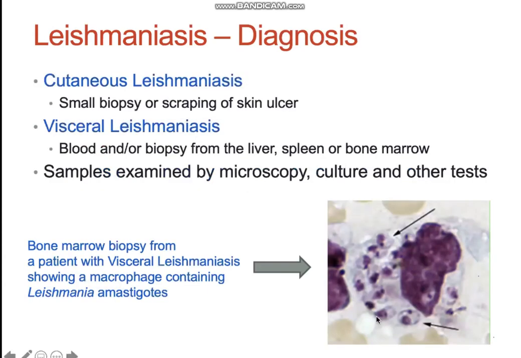Okay, and here is just explaining the same thing. Diagnosis, we see the intracellular parasites. This is the macrophage, and you can see the parasites inside, okay, 1, 2, 3, 4, 5. They multiply inside, so this means that it has a mechanism to resist phagocytic killing, all right? You get the sample either by scraping the skin lesion, or if it's visceral, you get a biopsy from whatever organ is infected.